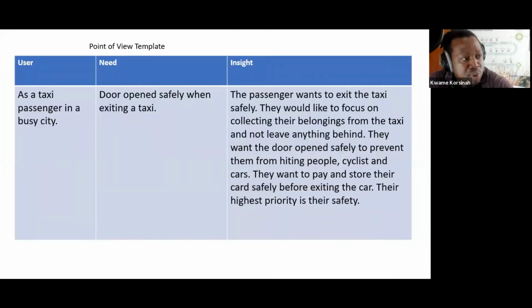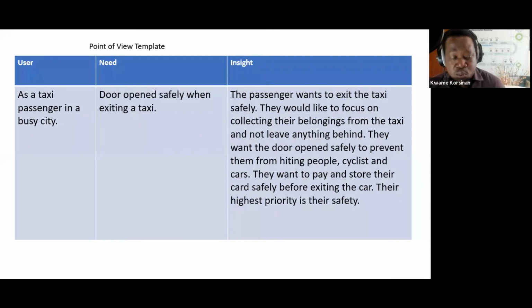So in this particular point of view statement, as a taxi passenger in a busy city, we had the door opened safely for us and we exited the taxi without having to worry about hitting a cyclist, or without having to worry about hitting a passenger, or without having to worry about hitting a car. And the point of view statement reflects what, as a passenger, I would be thinking about if I've had a bad experience of opening a car and hitting another car, or opening a car and hitting a person, someone who's walking by. So does the point of view statement reflect my needs? I would say from what I see in this point of view statement, it reflects my needs.